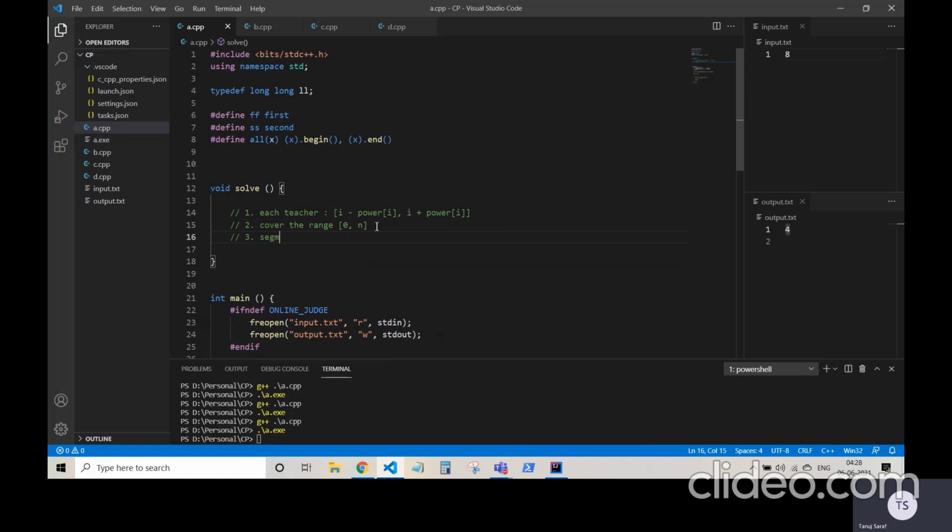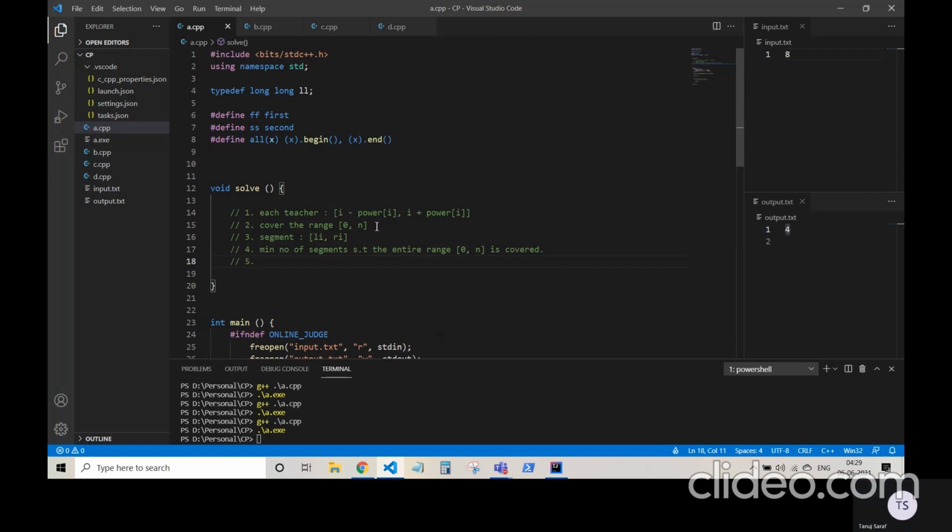So now basically each teacher can be thought of as a segment that is covering the range Li to Ri, and we want to find the minimum number of segments such that the entire range is covered. Now generally in such types of problems, when we are talking about segments, we would like to move in some sort of increasing, linear sweep, in a sorted fashion of the segments in ascending order.